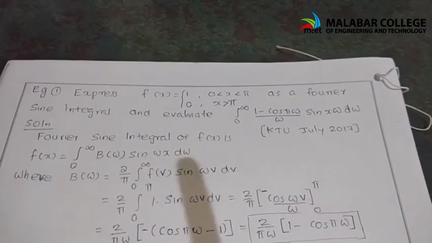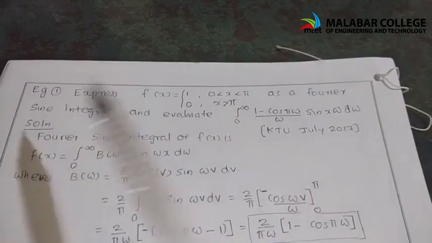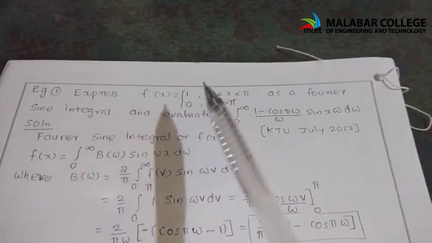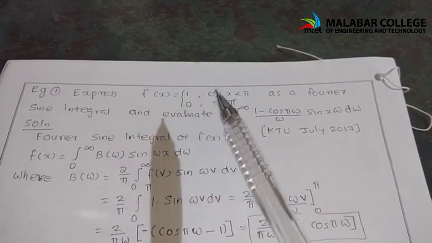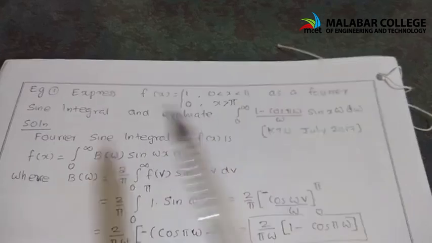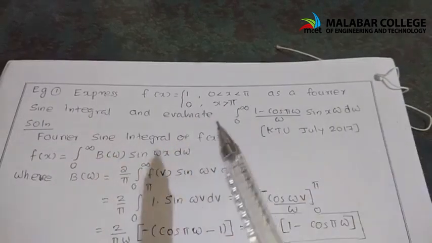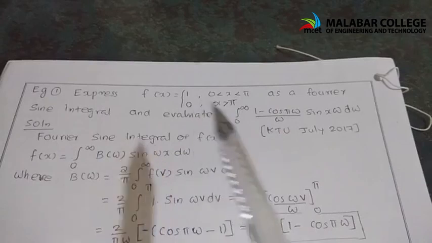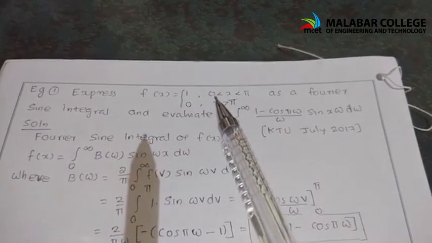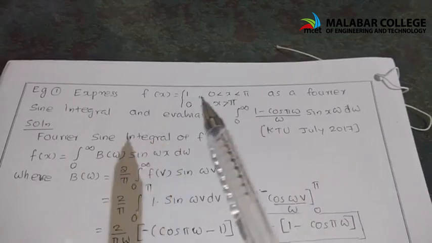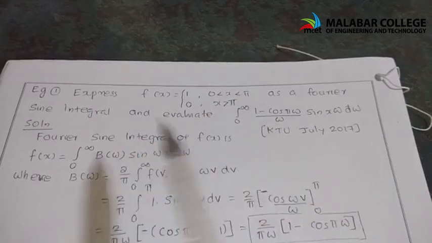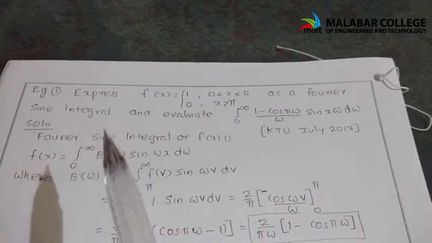Next, we have to discuss how to find the Fourier integrals of functions. For that, I am taking an example. Express f of x equal to 1 in the interval 0 to pi as a Fourier sine integral and evaluate the integral 0 to infinity, etc. And the other value is 0 when x is greater than pi. So the value exists only between 0 and pi, where it is equal to 1. So we have to find the Fourier sine integral of this function.